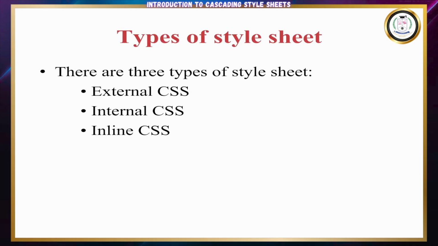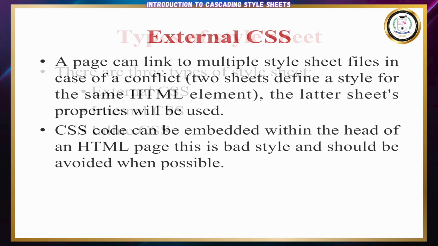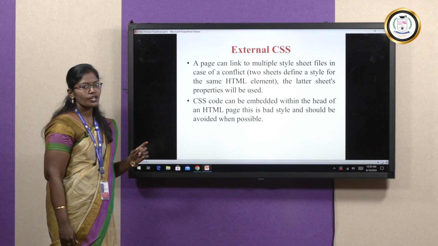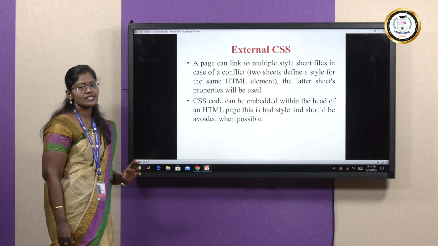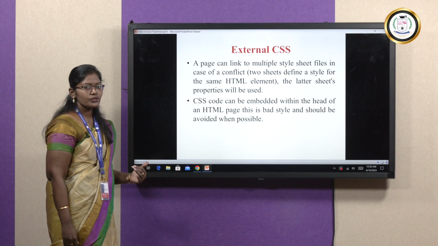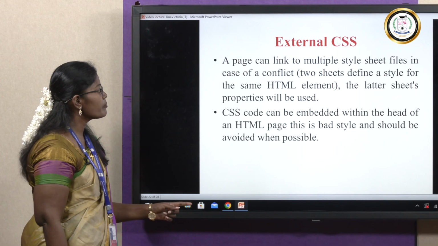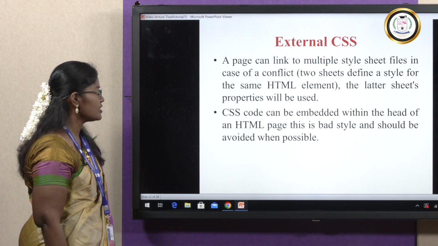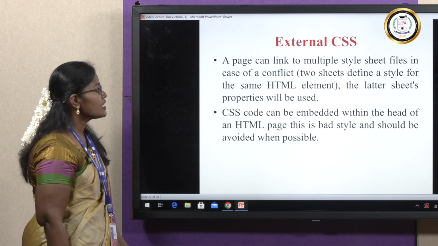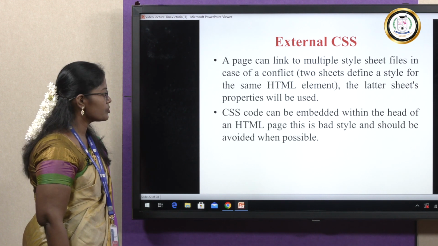So what are the types of style sheet? There are three types: external, internal and inline. External means you can use it for multiple HTML programs. You can have a separate CSS file, stored separately with the .css extension. A page can link to multiple style sheet files. In case of conflict, the later sheet's properties will be used.